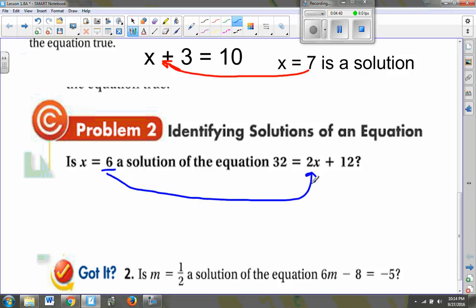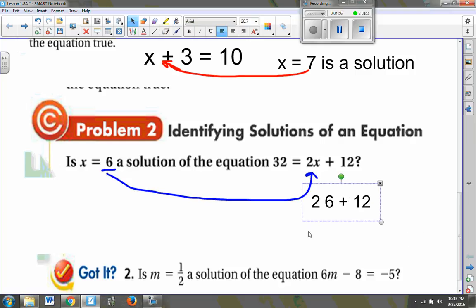Now remember that the x here is being multiplied by 2 because there's a number and a letter right next to each other. So when we replace the x with a 6, we end up with 2 times 6 plus 12. 2 times 6 is 12. 12 plus 12 is 24. So the answer there is 24.